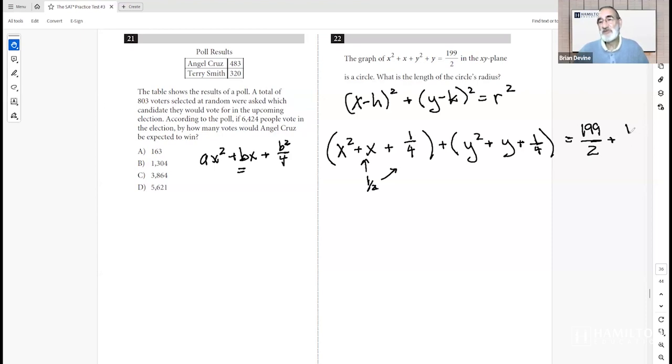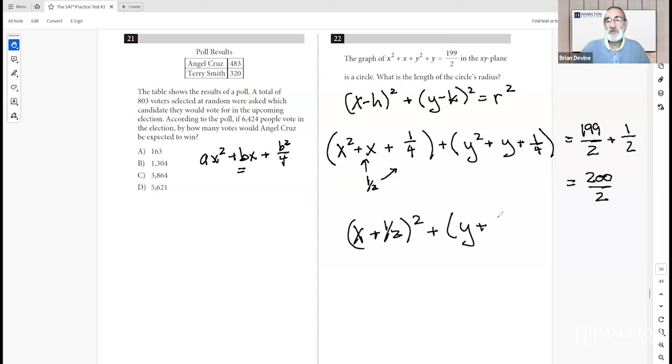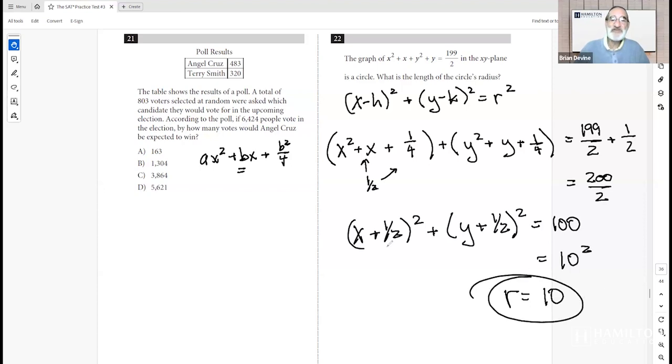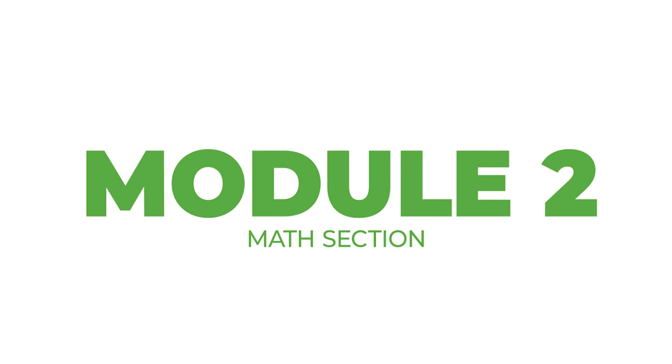1/4 plus 1/4 is 1/2. And if I look at that, that is going to be 200 over 2. So I'm going to have x plus 1/2 squared plus y plus 1/2 squared equals 100, which equals 10 squared. So the radius must be 10. And it's centered at -1/2, -1/2. But we just had to find the radius. It's 10. Section 2 of Module 2.